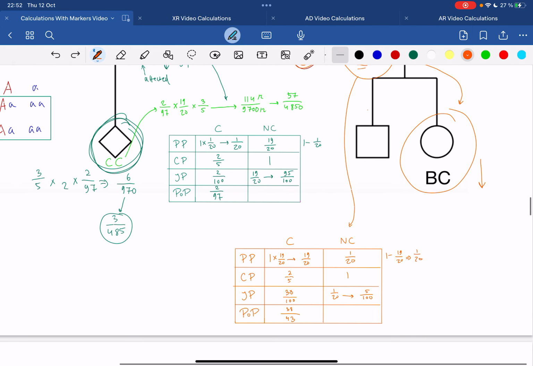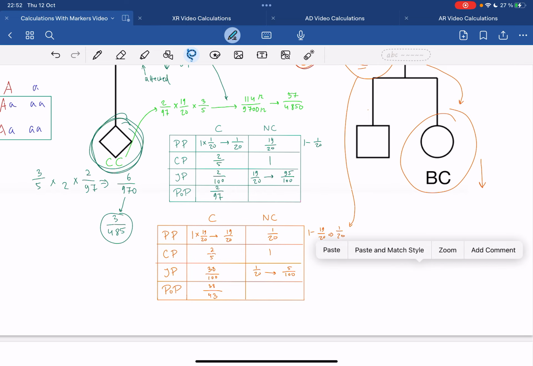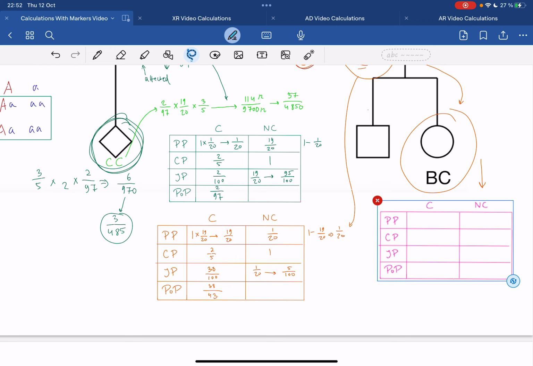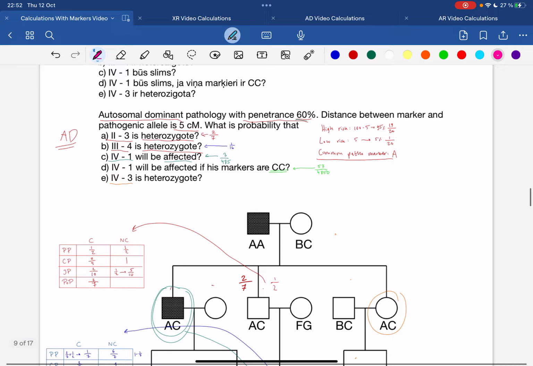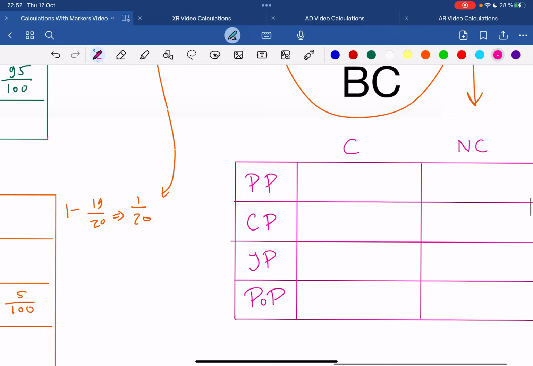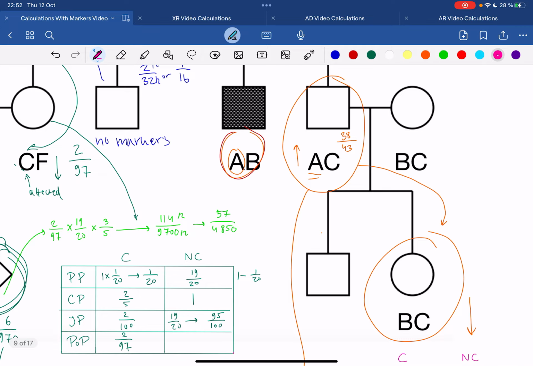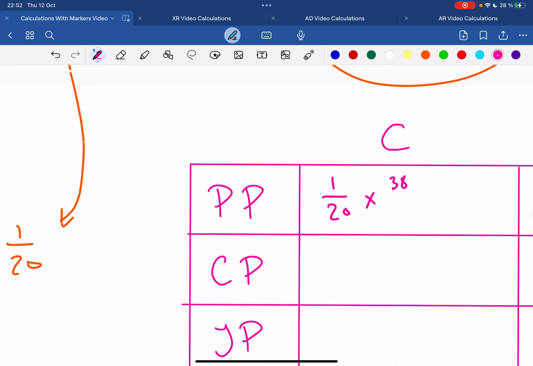And then we do a Bayesian table for her as well. So let me just move this to the side a little bit, like that. And then paste this one, let's make it pink. Now, low chance for us was 1 in 20 right here. So we take 1 in 20 times the chance for her parent to be affected, which is 38 over 43, or not affected, but a carrier, of course.